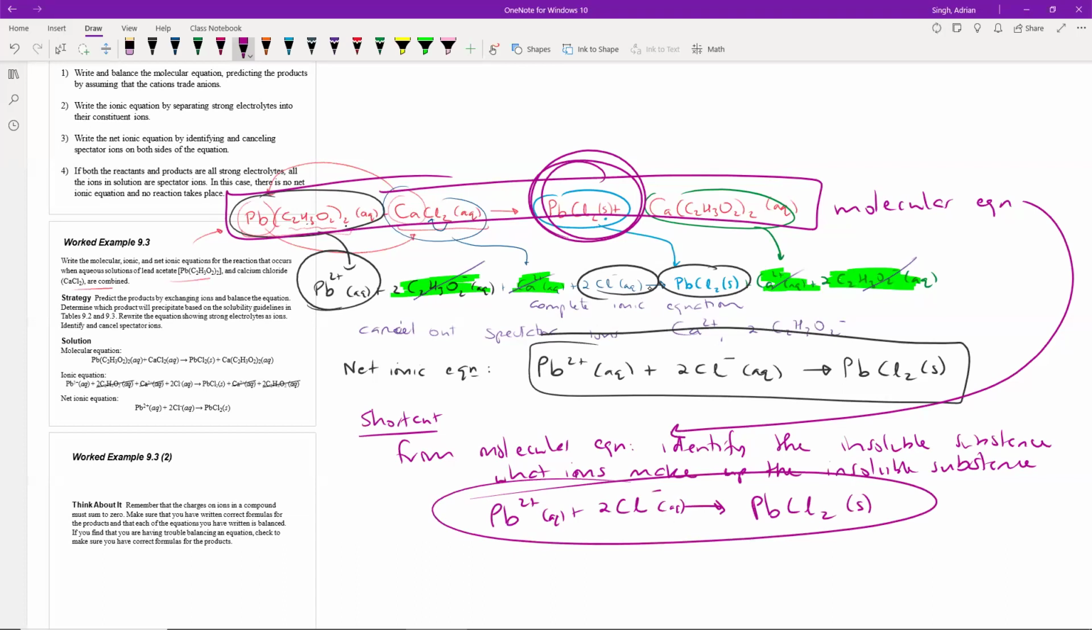That's a shortcut, if you don't want to go through writing out the complete ionic equation and canceling out the spectator ions. You can get there fairly quickly. Now, if the question is asking you just for the net ionic, you can use the shortcut. If it's asking you to write out the complete ionic, then you actually have to go through all the steps.